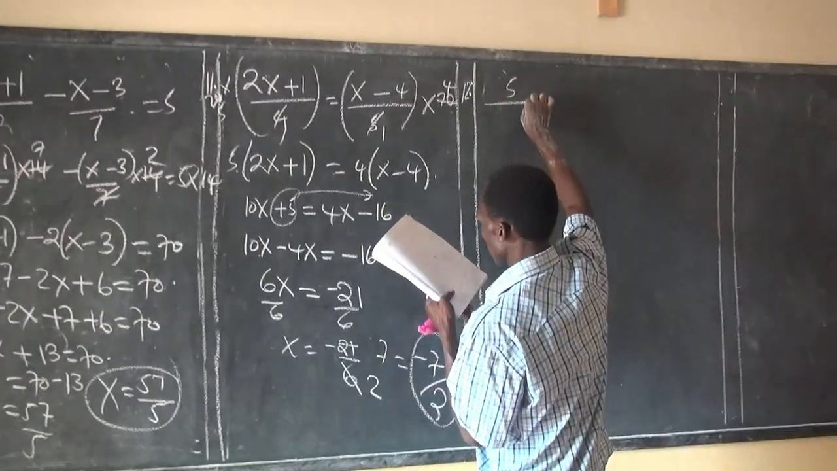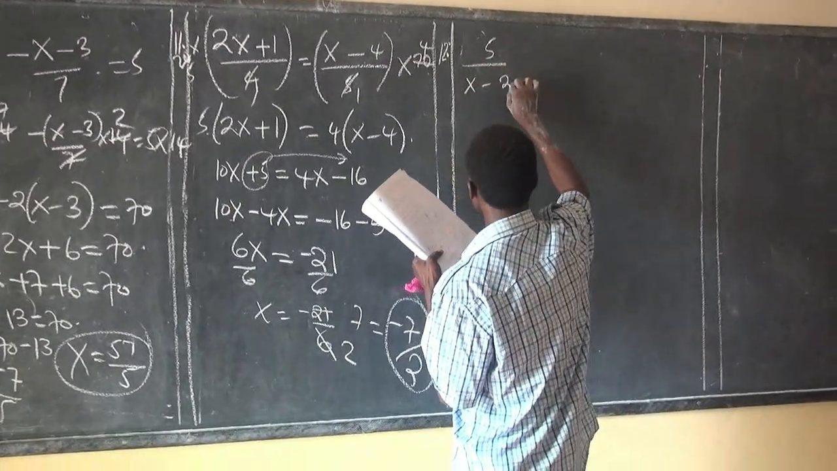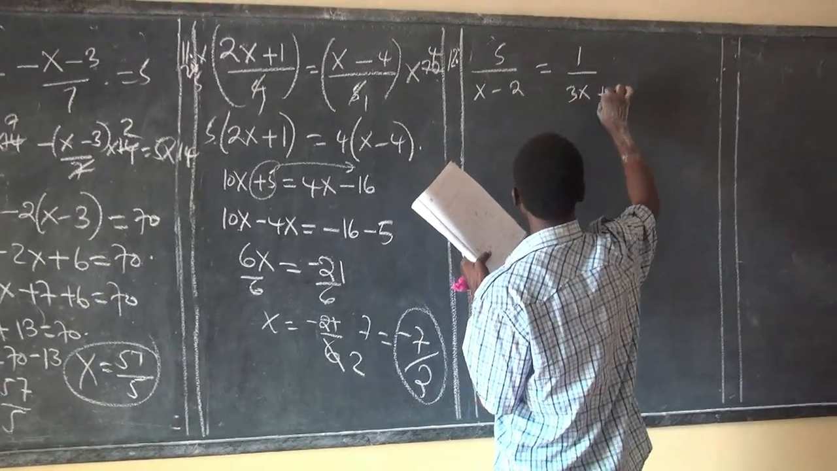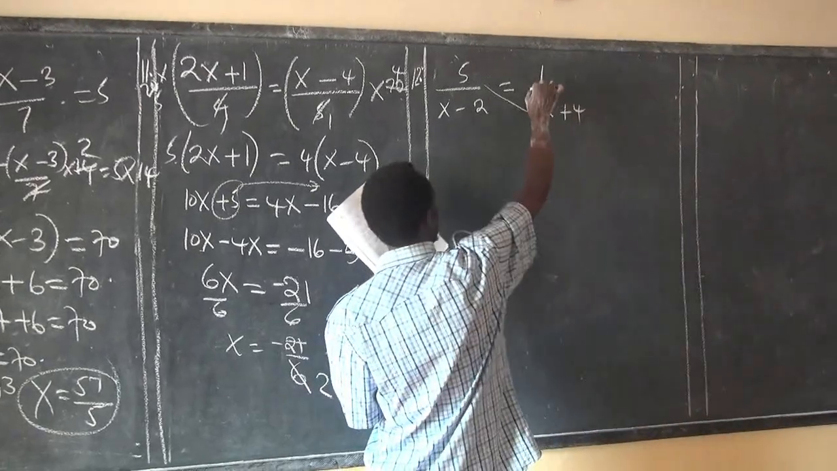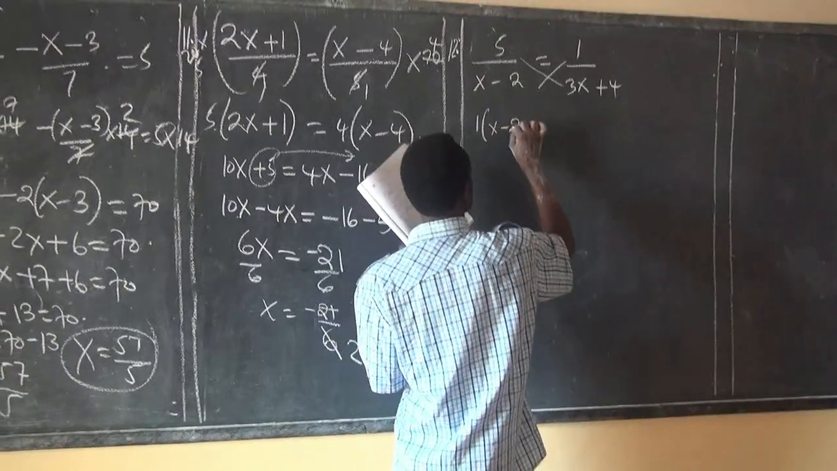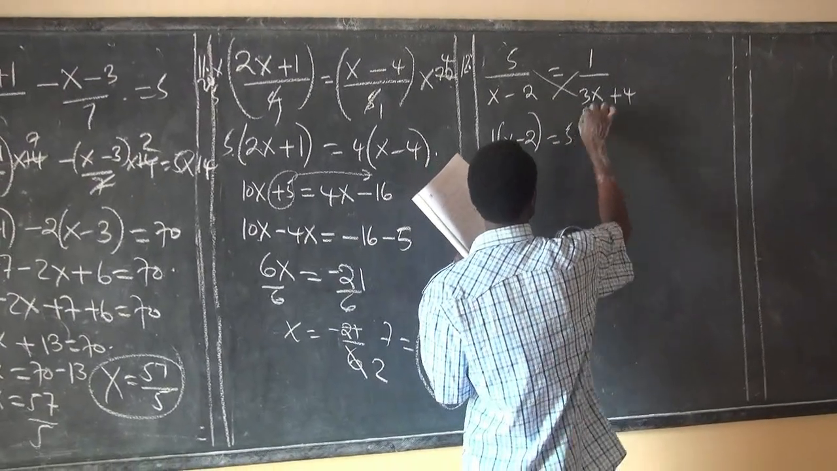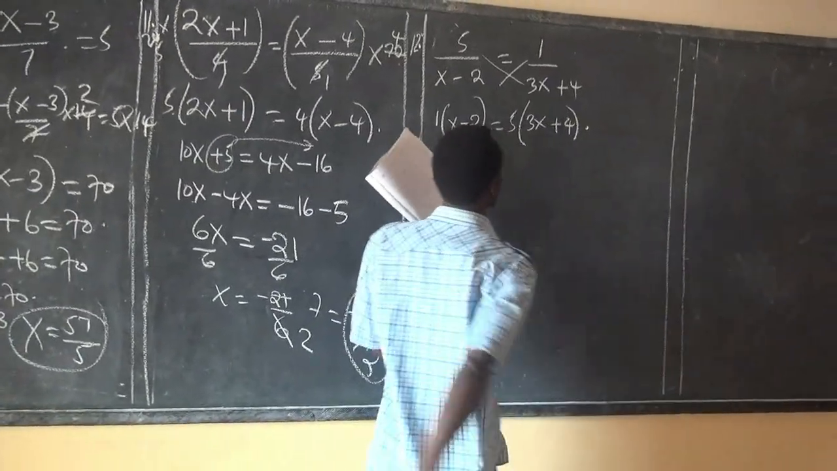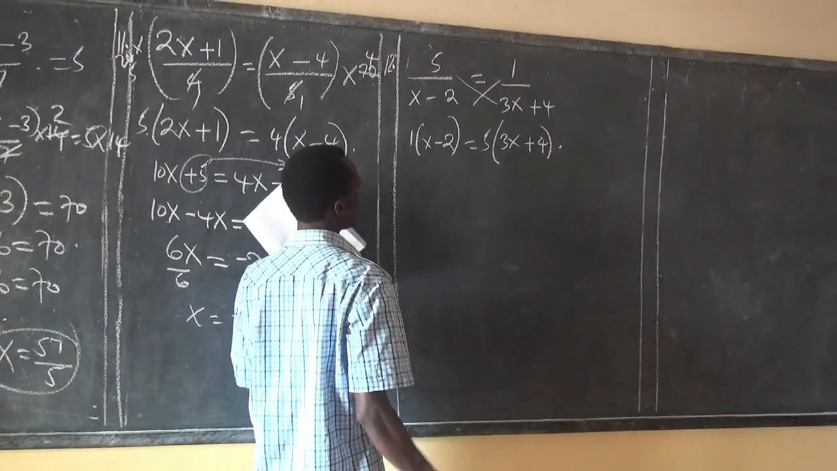It is 5 over x minus 2 is equal now to 1 over 3x plus 4. Cross multiplication. This means 1 in bracket x minus 2 is equal now to 5 in bracket 3x plus 4. If that is the case, let us open the bracket.